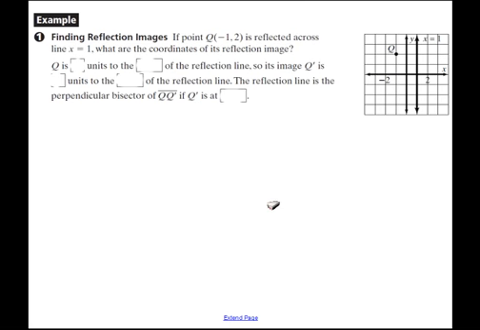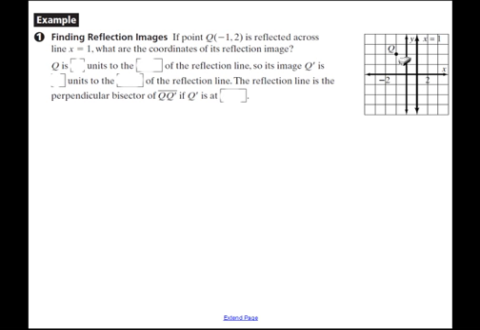We look here, they want us to find the reflection images. So it says if point Q, which is at -1, 2, and we can see it here, it says point Q is reflected across the line x equals 1. So if the line is x equals 1, that means it's a vertical line, right? Every point in there has an x value of 1. So x equals 1 would be a vertical line crossing through 1 on the x-axis. They want to know the coordinates of its reflection.